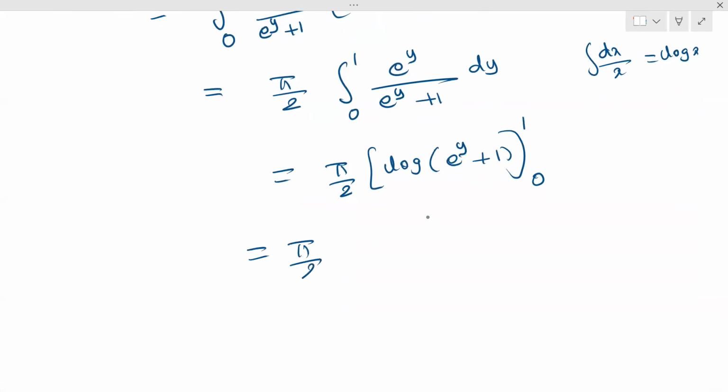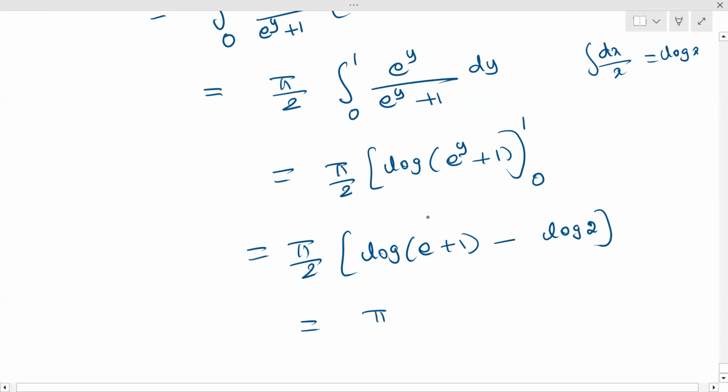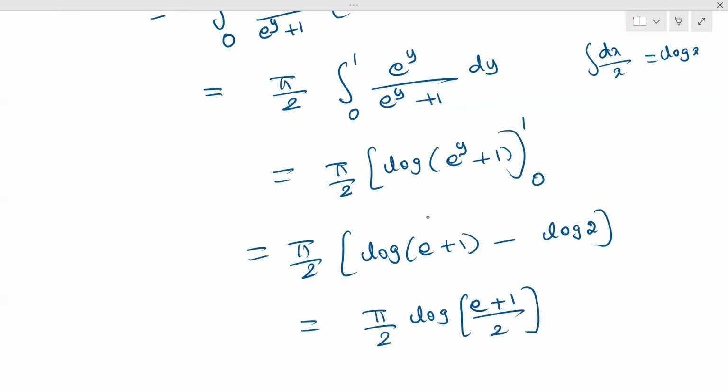So pi by 2, apply the upper limit: y equal to 1 means log of e plus 1, minus, apply the lower limit, e power 0 is 1, so we will get log of 1 plus 1. So pi by 2 log of (e plus 1) upon 2. So this is the answer.